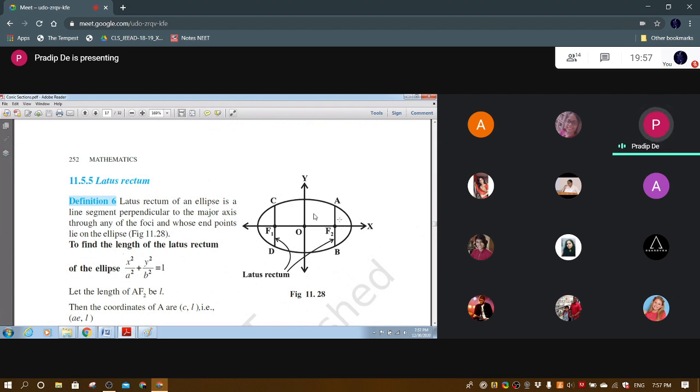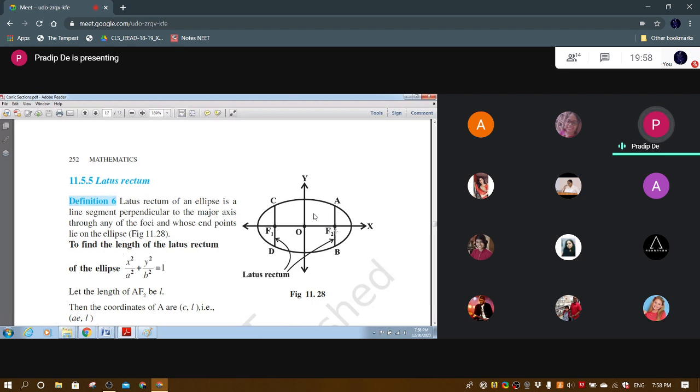The lengths of these two can be easily found if we know OF2 or OF1. OF2 is the length of C. C is equal to AE. So the coordinates of F2 are AE comma 0. Coordinates of F1 are minus AE comma 0. Are you getting it? Because C upon A is equal to E, therefore C is equal to AE, therefore OF2 is equal to AE. So the coordinates of F2 are AE comma 0.